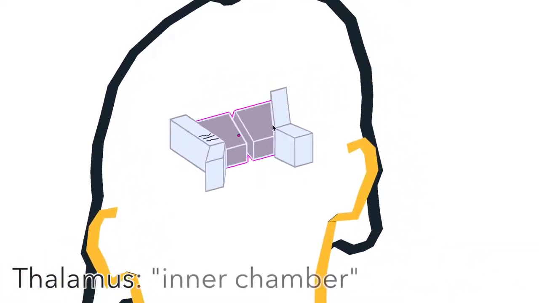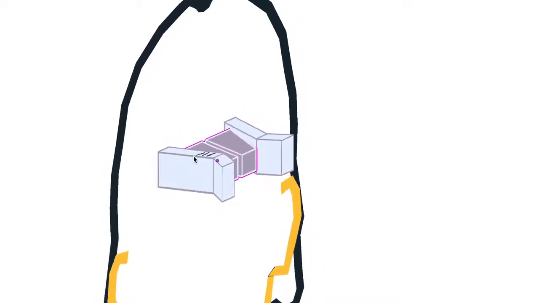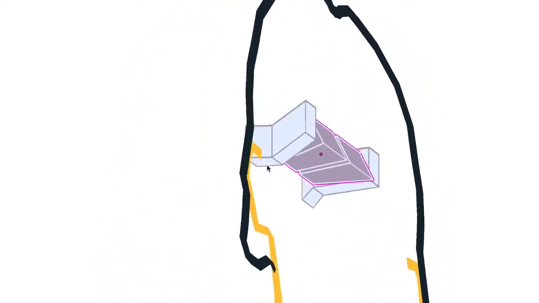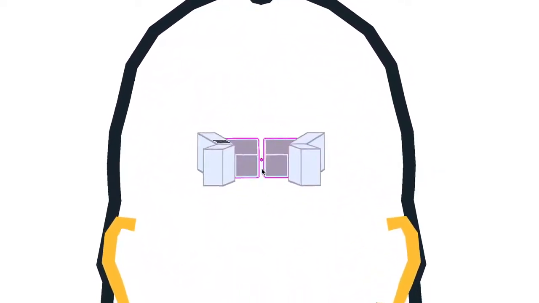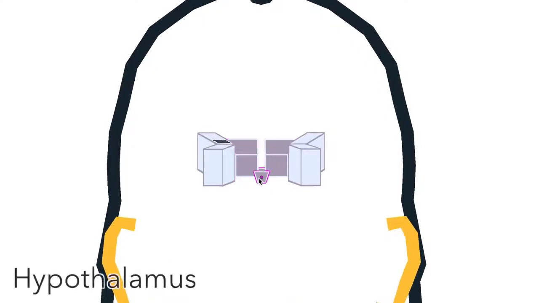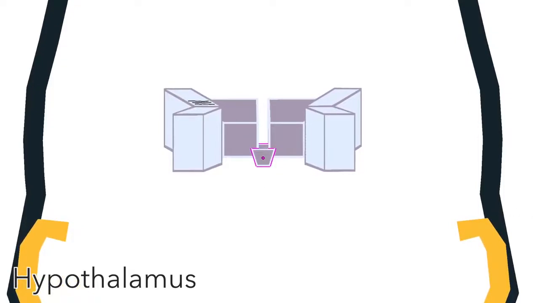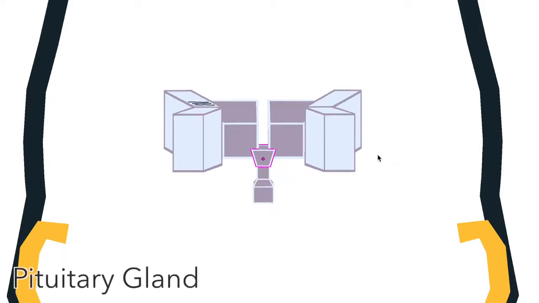Thalamus means inner chamber or bedroom in ancient Greek, the inner chamber of your mind. Beneath the thalamus is the logically named hypothalamus. Hypo meaning under or below or beneath. It's tiny but hugely important, with involvement in a huge range of fundamental bodily processes. Hanging off the hypothalamus is the pituitary gland.